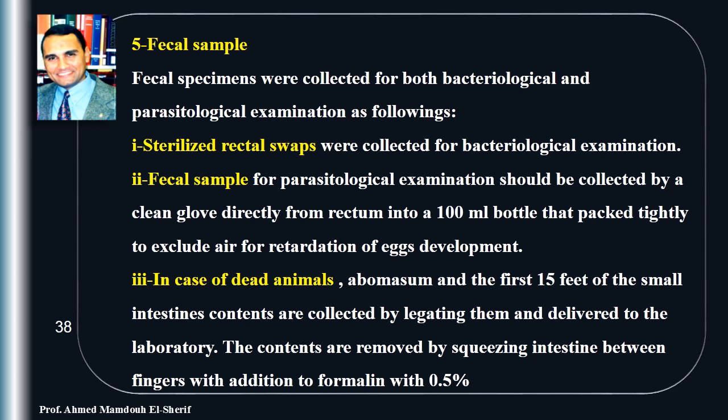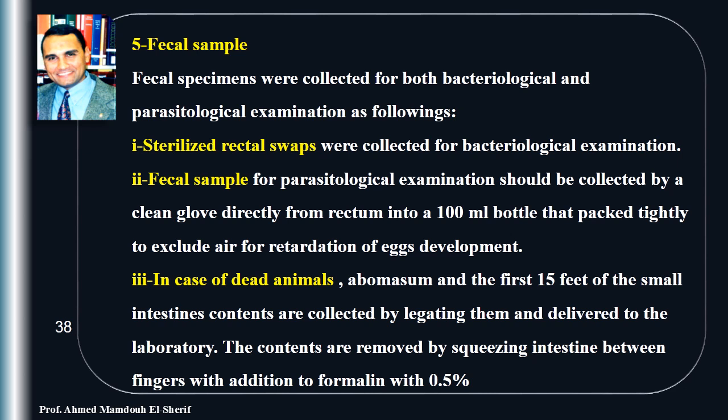Fecal sample. Fecal specimens are collected for both bacteriological and parasitological examination as follows. Number 1, sterilized rectal swabs are collected for bacteriological examination. Number 2, fecal samples for parasitological examination should be collected with a clean glove directly from the rectum into a 100 ml bottle that is packed tightly to exclude air, for retardation of egg development.